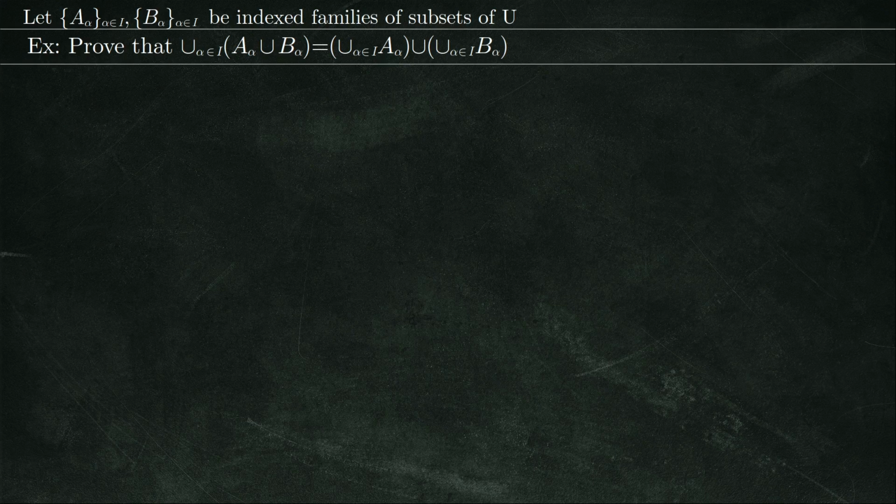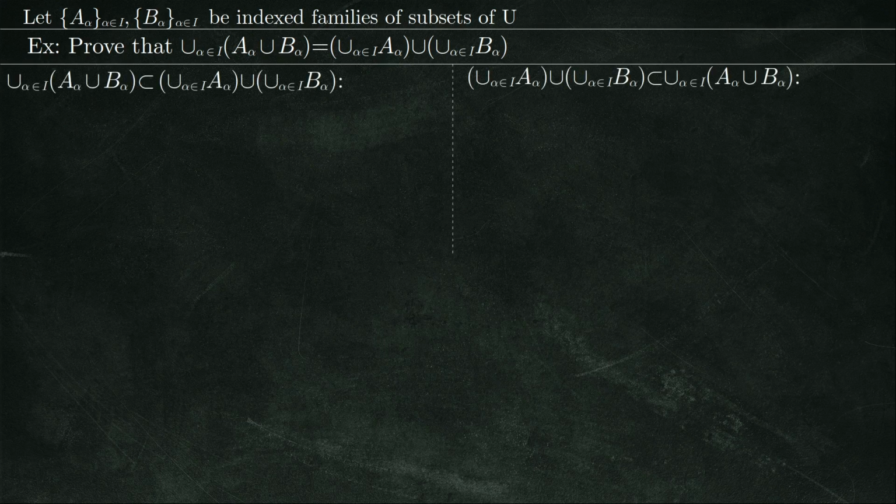If we want to show that 2 sets are equal to each other, then a very common strategy at least is to show that each is a subset of the other one. So we're going to break this proof into two halves, where we show the left-hand side is a subset of the right-hand side, and then we show the right-hand side is a subset of the left-hand side. Firstly, let's take an arbitrary x in that set on the left-hand side. We want to show it's in that set on the right-hand side.